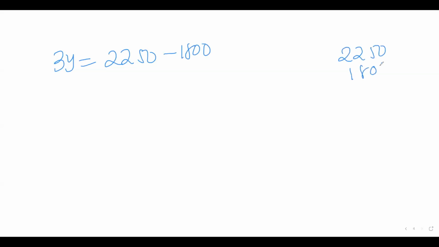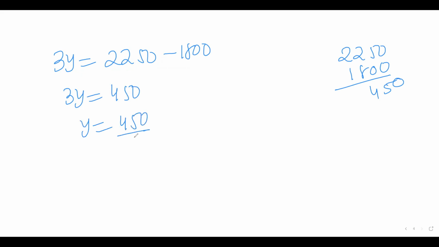3y will be equal to 2250 minus 1800. Subtract. 0, 5, 12 minus 8 is 4. 3y is equal to 450, y is equal to 450 by 3, y is equal to 150. 3 will go 150 times. So x is equal to 450, y is equal to 150.